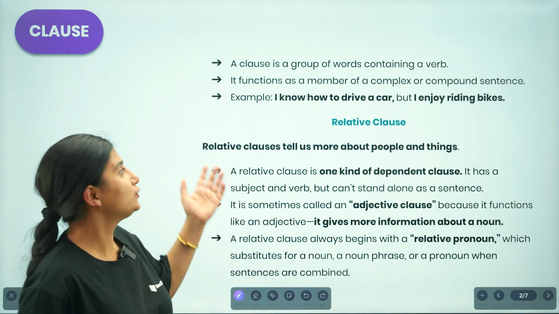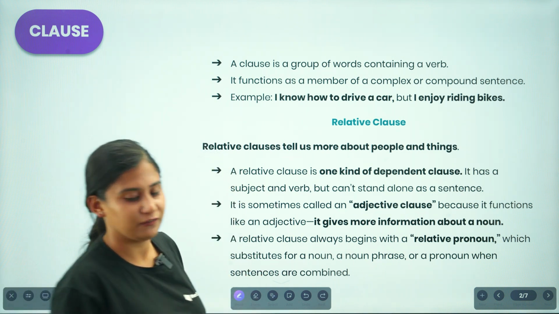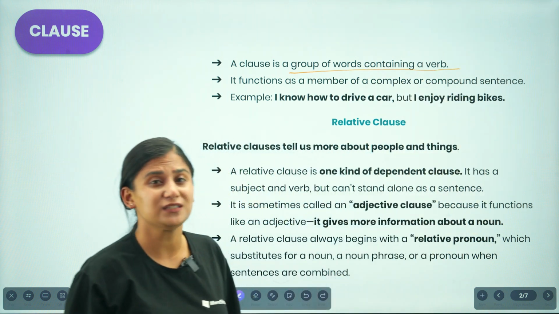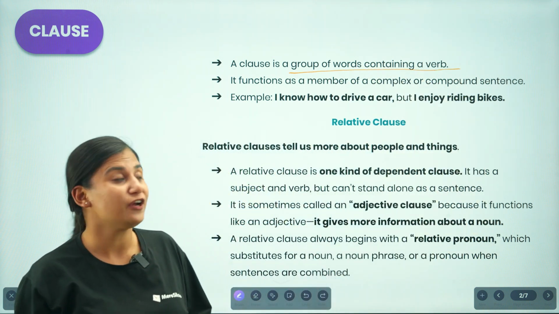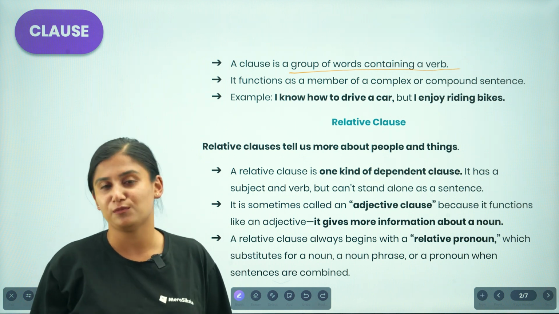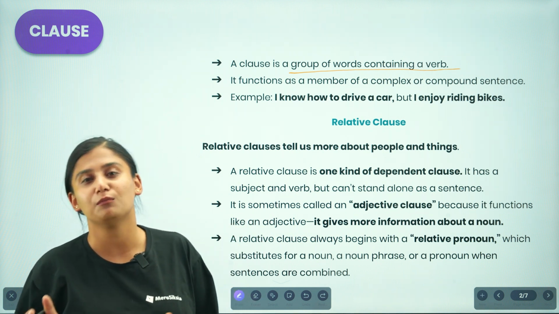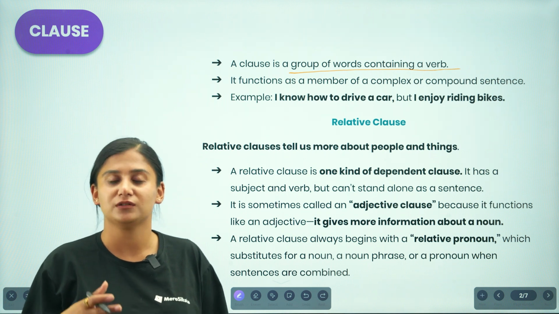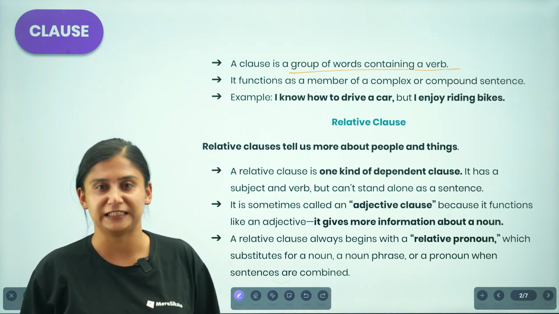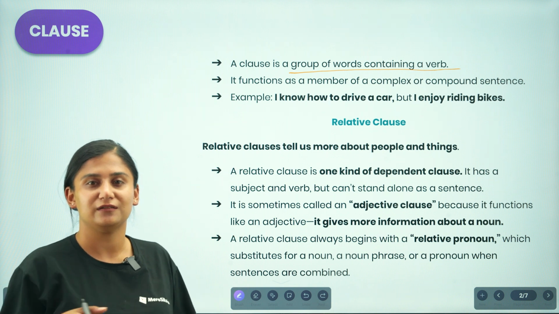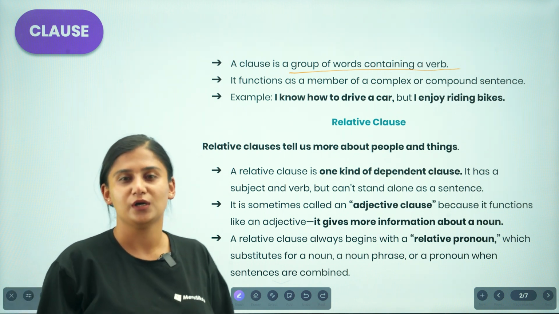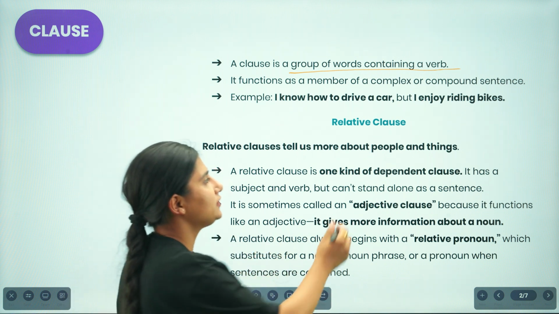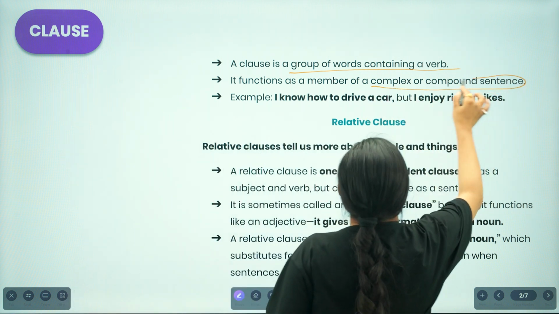A clause is a group of words that contains a verb. We don't have to think much about this. It's just a group of words along with a verb, and it functions as a member of the complex sentence or the compound sentence. We use clauses in order to create longer or larger sentences. We do not usually use clauses to make our sentence shorter, but rather to create compound and complex sentences.